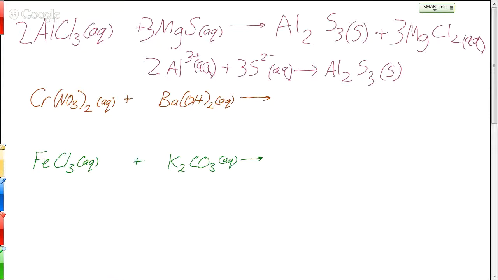All right, what do you think of this first one? No opinions? Did anybody have something similar? Yeah. So how did you figure out that the Al2S3 is a solid? I looked at the solubility rules and said that sulfur is insoluble with aluminum. Right. Good.